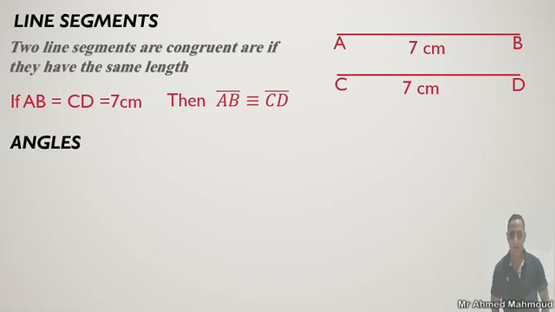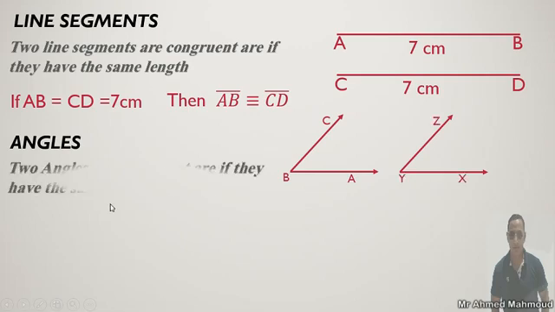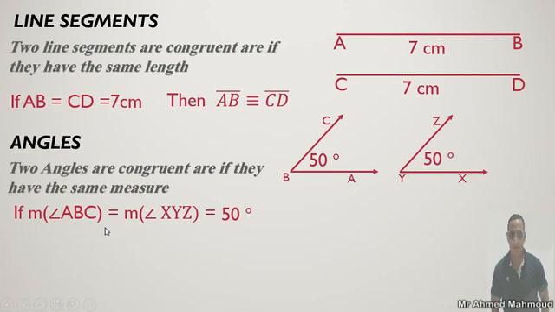Next, we have the angles. To be congruent, if we have an angle like this and another one like this, if we put the first one above the second one, then they will be exactly the same. Why? Because they have the same measure. Angle ABC and angle XYZ, the two angles are congruent if they have the same measure. For example, if the measure of angle ABC equals 50 and the measure of angle XYZ equals 50, then they are equal in measure. In that case, we can say that the angles are congruent because they have the same measure. Okay, now we have learned the line segments and the angles.